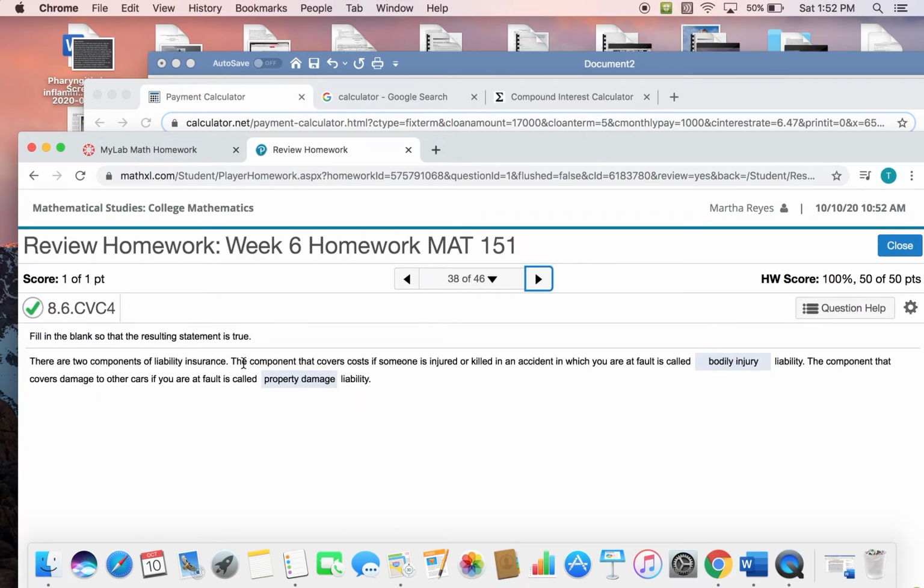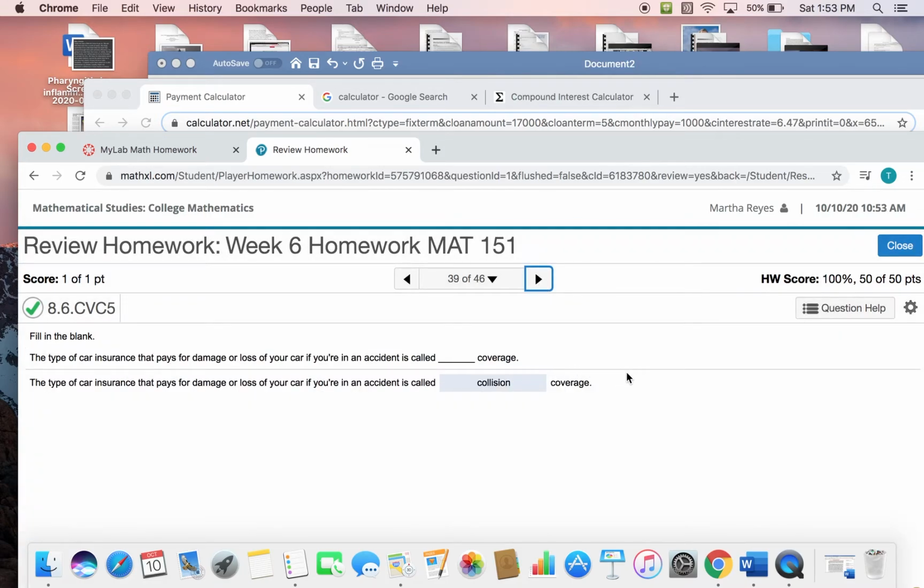Okay, there are two components of liability insurance. So this is asking about types of coverage here. So anytime someone is injured or killed in an accident, right, that is covered by bodily injury liability. The thing that covers damage to other cars is the property damage liability.